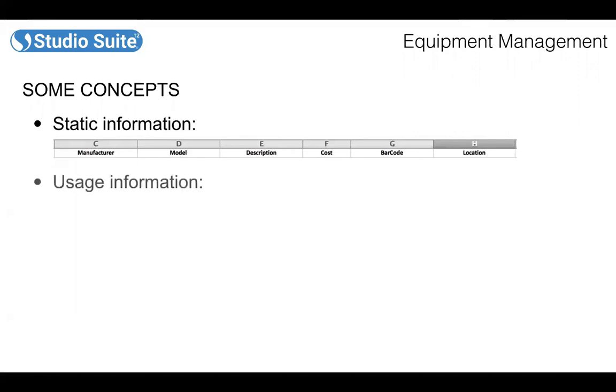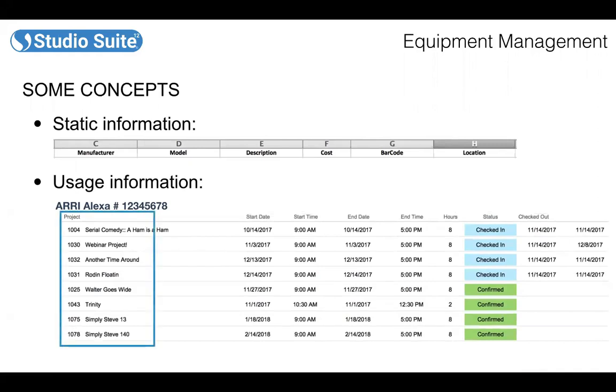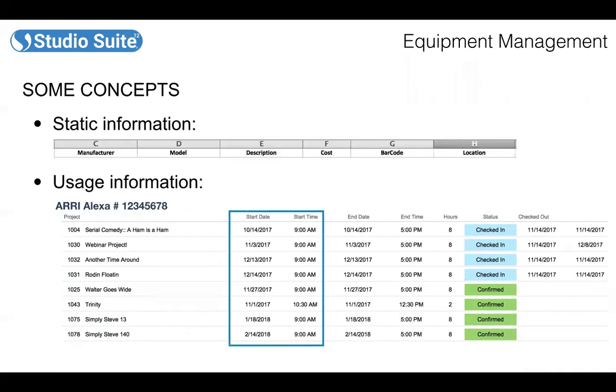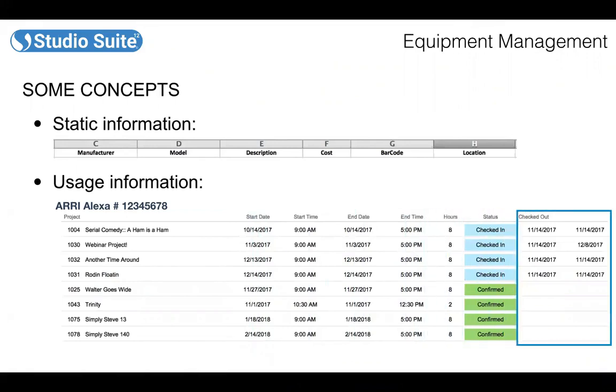And then there's usage information, and this evolves over time. So for example, we've got a RED Alexa camera, and then we can see the different projects this piece of equipment has been used on, the start and end dates and times, maybe the total hours, the current status or the status of that event, and when it was checked out and checked back in. So that stuff changes over time. And that's hard to maintain in a static spreadsheet. So that's why you need something like Studio Suite to manage your equipment.